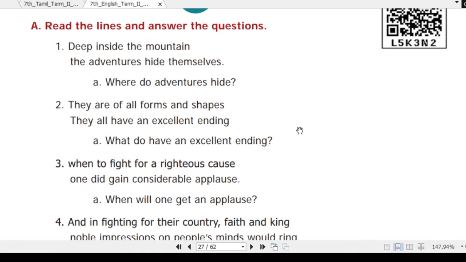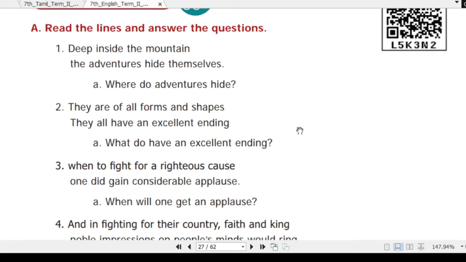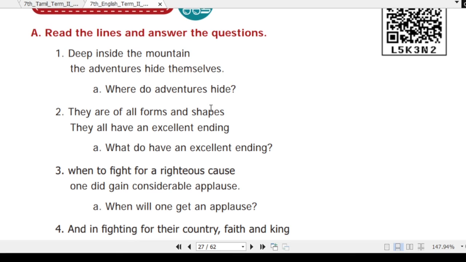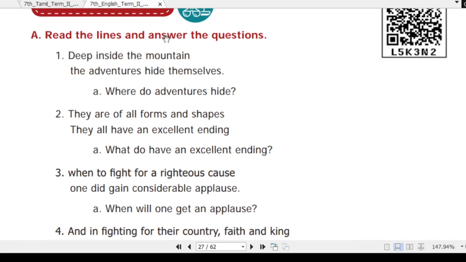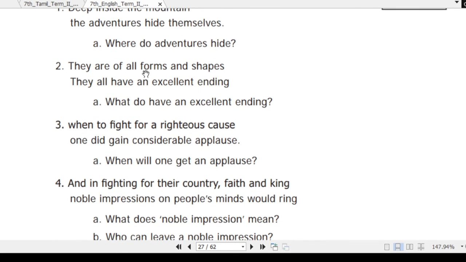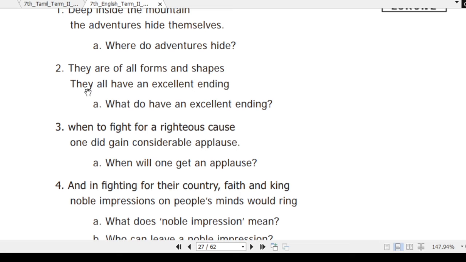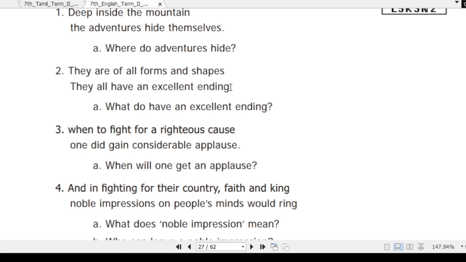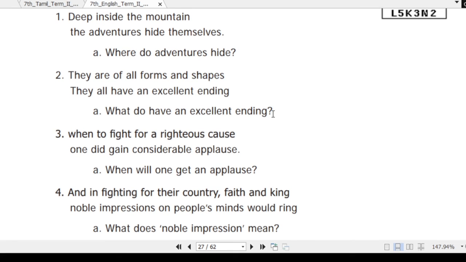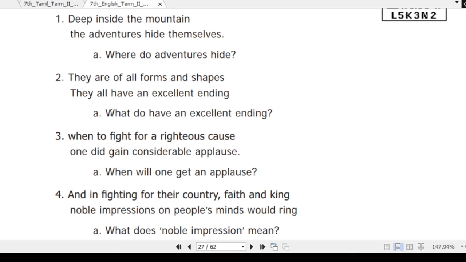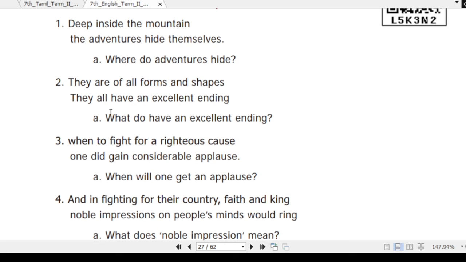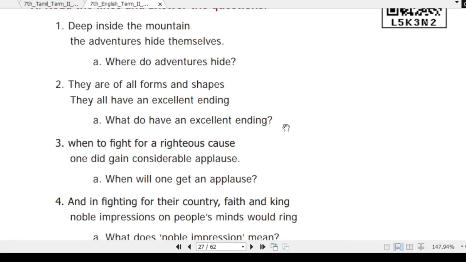Read the line and answer the questions. Deep inside the mountain, the adventurers hide themselves. What does that mean? Where do the adventurers hide? The adventurers hide deep inside the mountains. They are of all forms and shapes, they all have an excellent ending. What do have an excellent ending? The adventurers have an excellent ending.